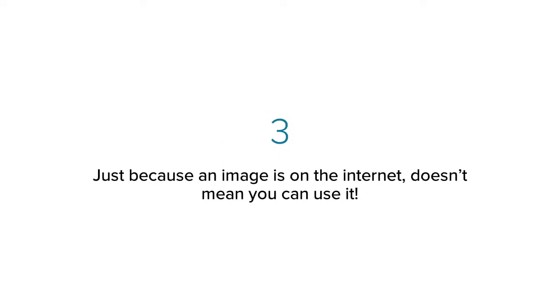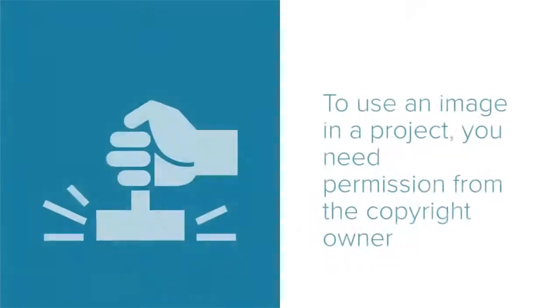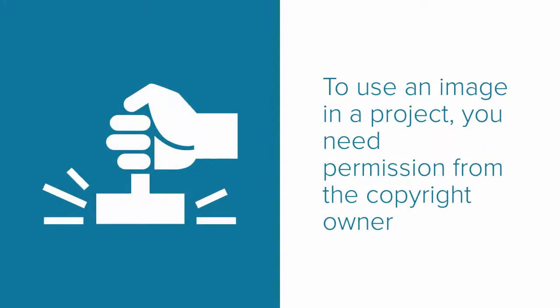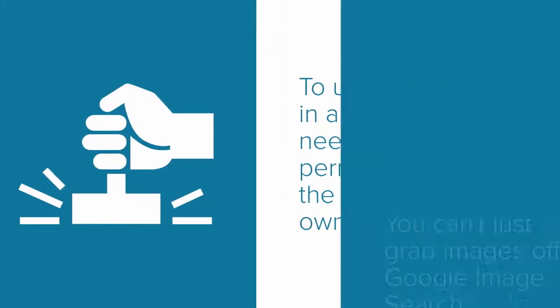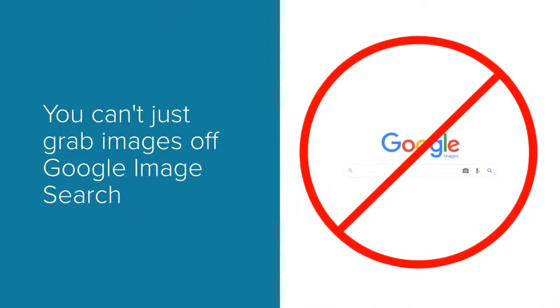Part 3. Just because an image is on the internet doesn't mean you can use it. To use an image in a project, you need permission from the copyright owner. You can't just grab images off Google Image Search.